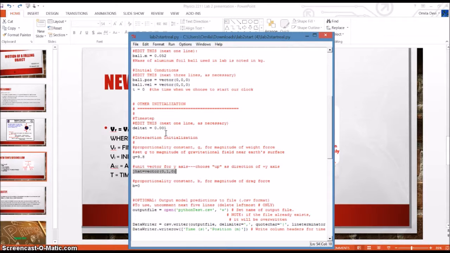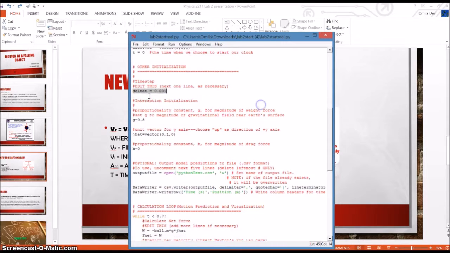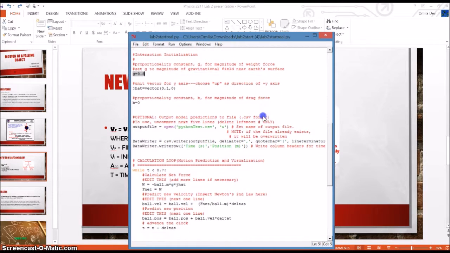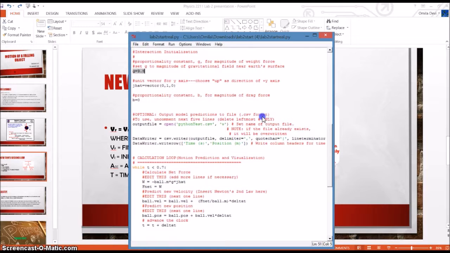Delta t was set to be 0.001, so the motion of the ball and how it was affected by force could be seen more clearly. The acceleration due to gravity on Earth is 9.8 meters per second squared, which was the value used for g in the code. G was a variable used in the code. The direction vector matches the way the axes were set up on Tracker.